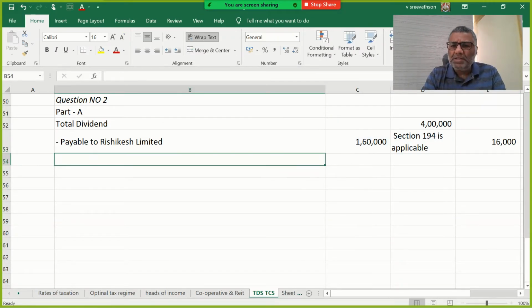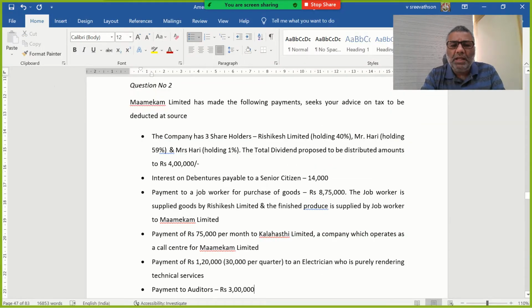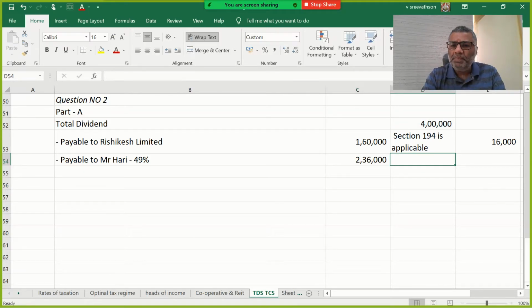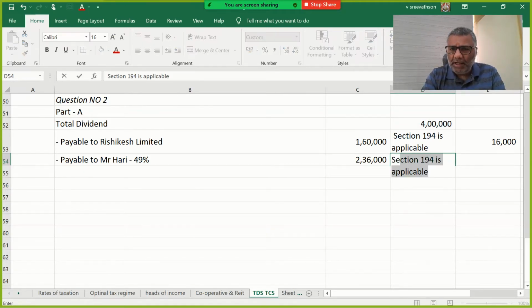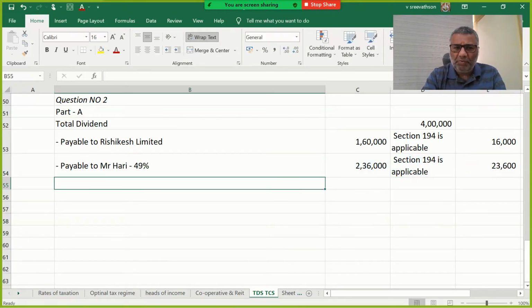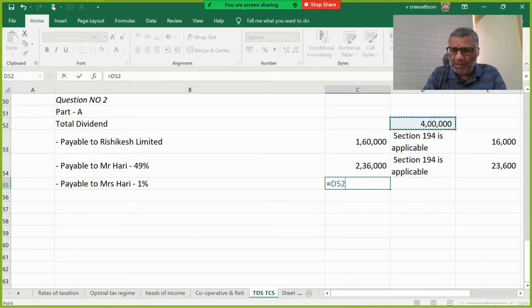Okay, 10%, 16,000. Payable to Mr. Hari, who is holding 59%. So 4 lakhs into 59%. Section 194 is applicable, so you will deduct it at 10% or 7.5% as the case may be. Payable to Mrs. Hari, who just holds 1%.